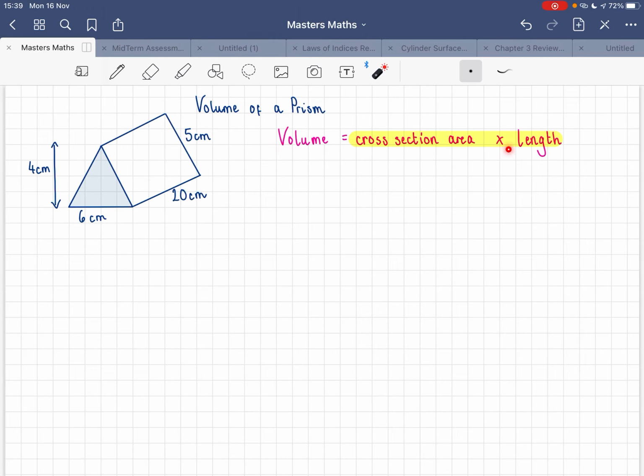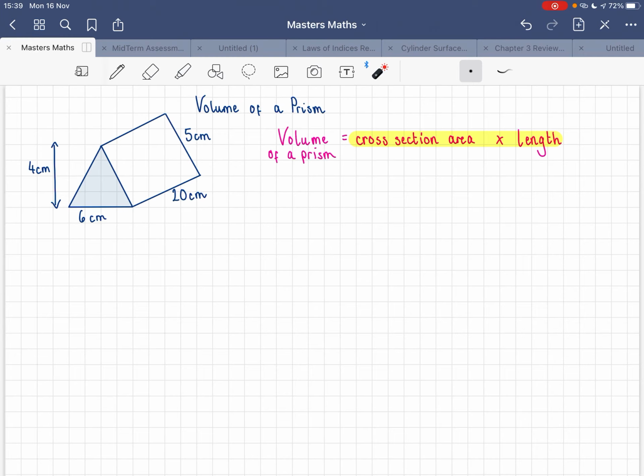Here we have the formula for finding the volume of a prism. Okay, that should say volume of a prism really. We look at the cross section always. So we always look at the cross section, we find its area, and then we multiply by the length.